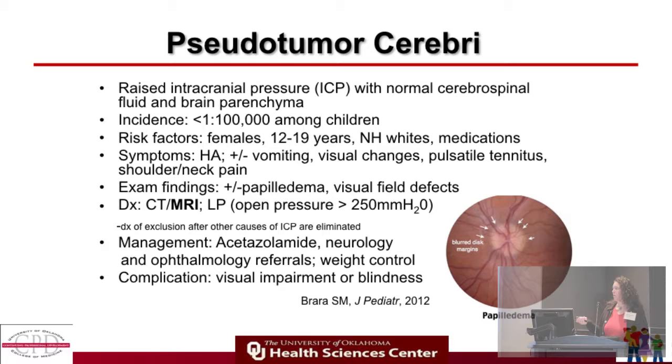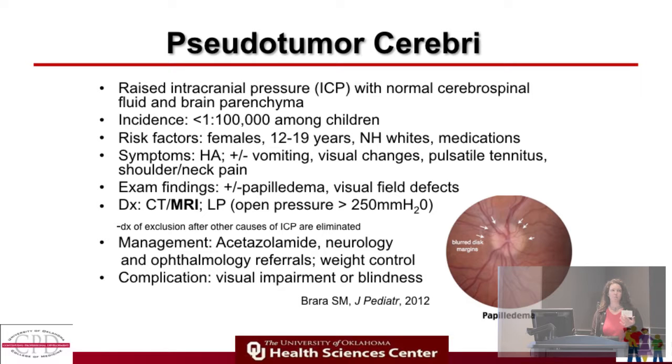And for the non-providers, the papilledema is in this picture here. It's just blurred optic disc margins here. So the diagnosis, you want to get imaging to make sure there's no mass in the head, or no brain parenchyma involvement. But the diagnosis is by a lumbar puncture, and it's a high pressure. And then the management is I send right off emergently to neurology.